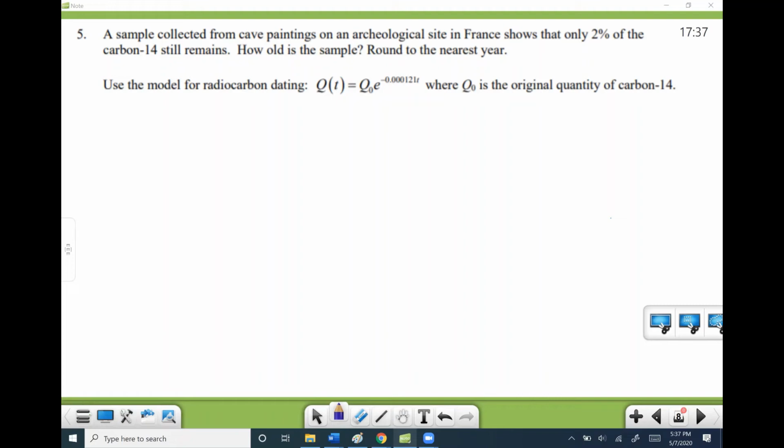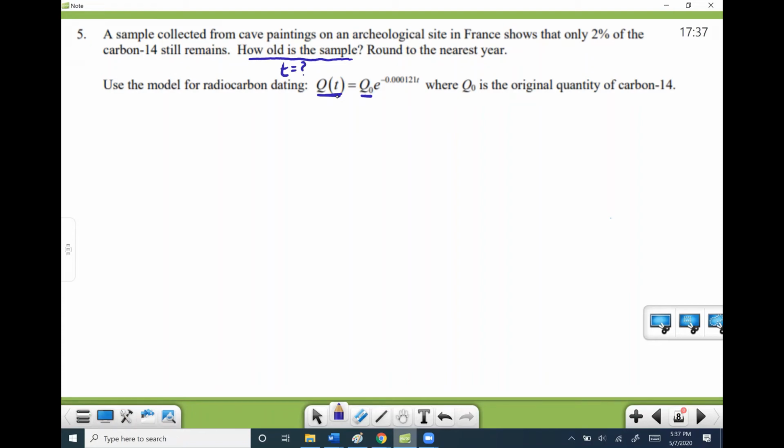Okay. All right. So use the model for radiocarbon dating, where Q naught is the original quantity of carbon-14. So how old is the sample? When I read that, that tells me that T is just going to stay T, like we don't know it. So I know I'm not plugging anything in for T, okay? So that must mean that I know this and this, okay? So this is kind of a tricky one. So if you need me to explain it a few times, not a problem, okay?